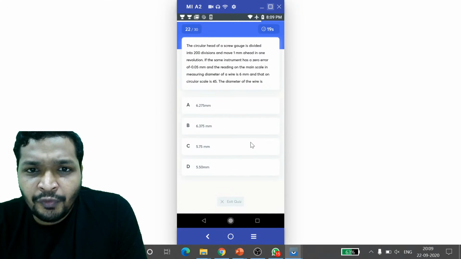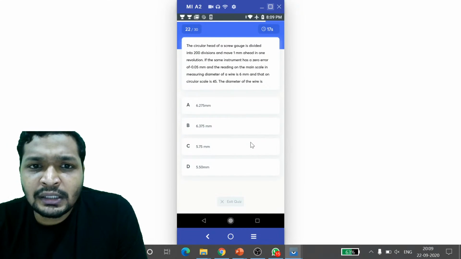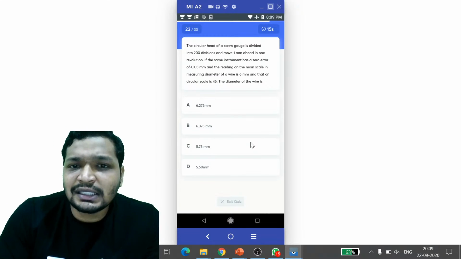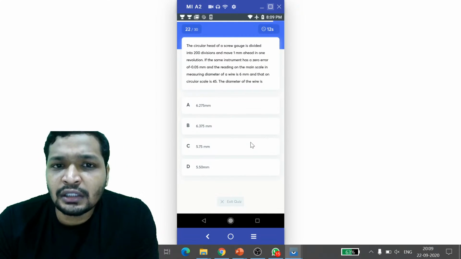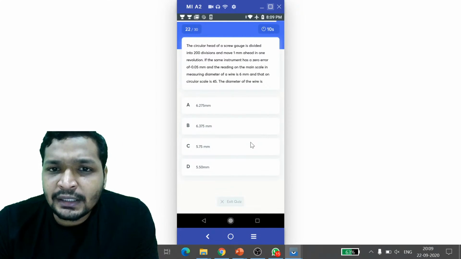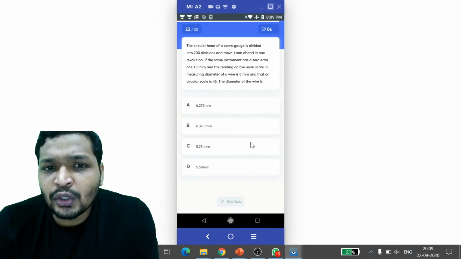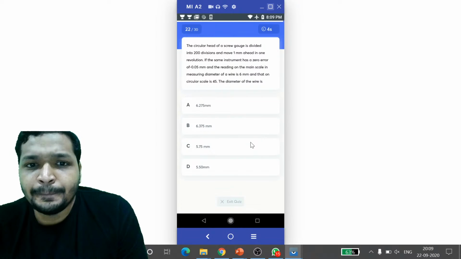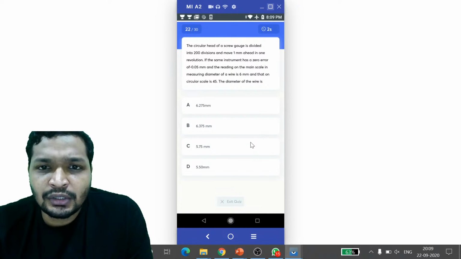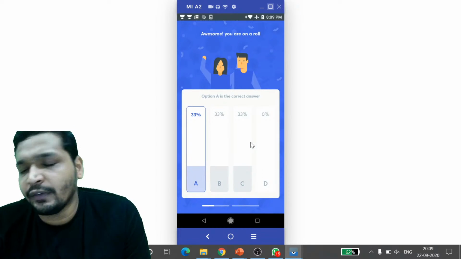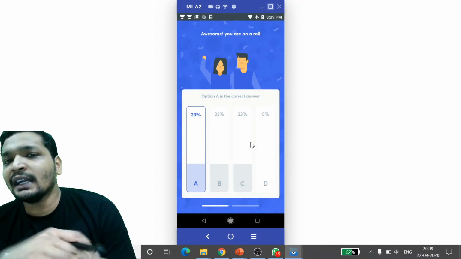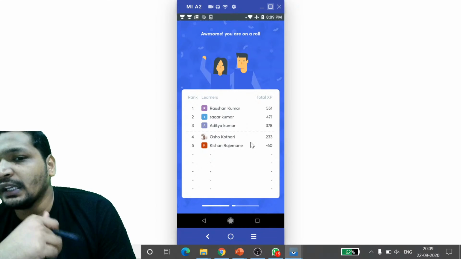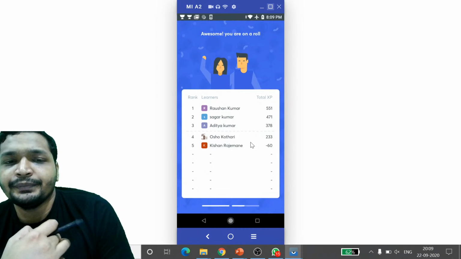In the measuring of a diameter, the reading on the main scale is 6 mm, and that on the circular scale is 45. So it's basically 1 divided by 200 into 45, and that is going to be 45 divided by 200. I think you could have done that question and you would have added that 0.05, so the answer should have been A.